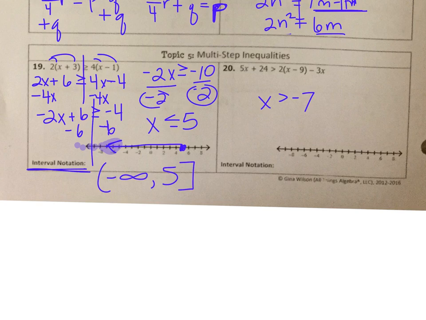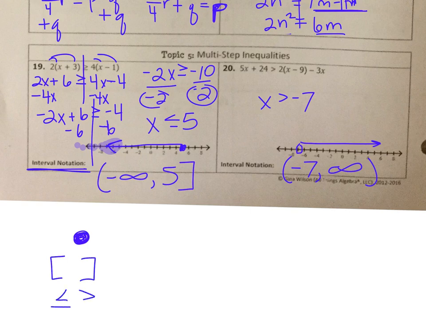I'm going to save some time. I know that you know how to work these out, so we're just going to graph them and practice interval notation. So x is greater than negative 7. Open circle on negative 7. Greater thans go this way. Interval notation for that would be parenthesis because it's an open circle, negative 7 to infinity. If it helps you, on the top of your paper, do a closed circle, brackets, less than or equal to, greater than or equal to, open circle, parentheses, less than, greater than.